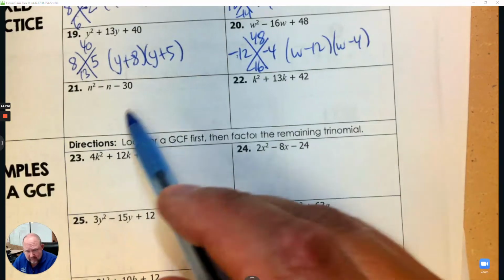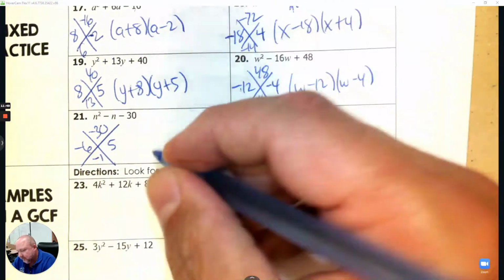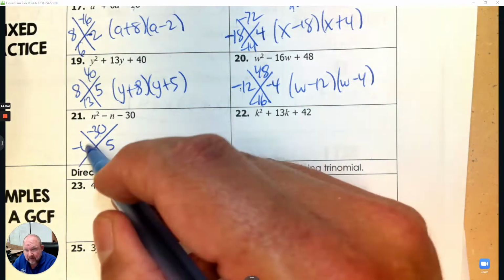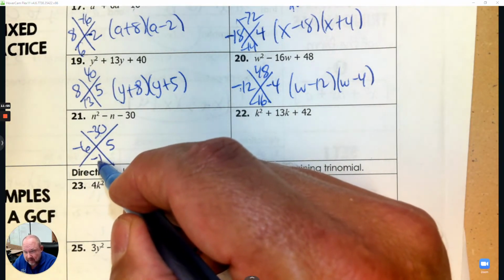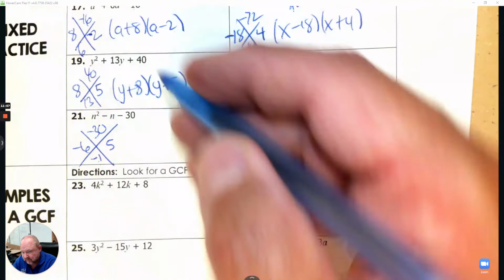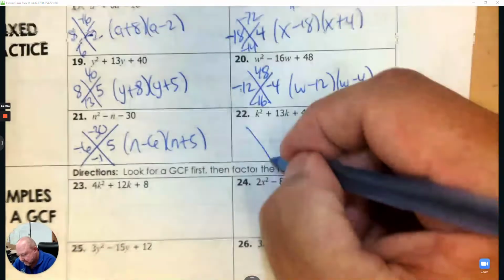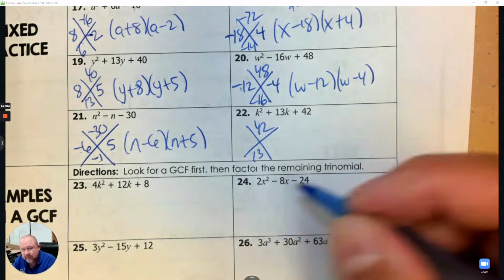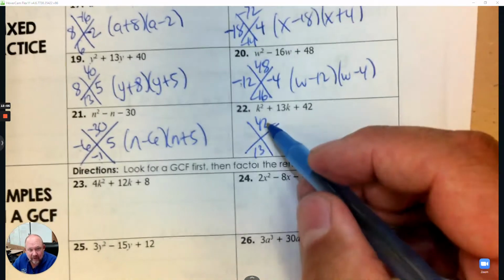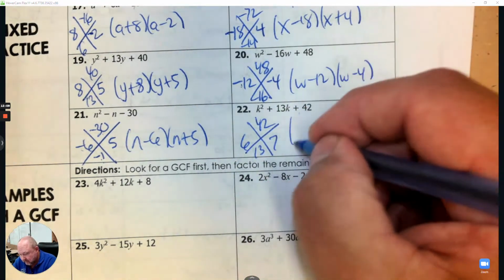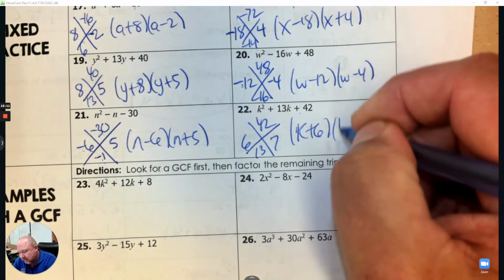All right, press pause, see if you can try these. So two numbers that multiply to negative 30, and we're going to subtract to 1. And because 1 is negative, the bigger number is negative. So we have negative 6 and positive 5. Two numbers that multiply to 42, and they add to 13, and both numbers are positive. So you have positive 6 and positive 7.